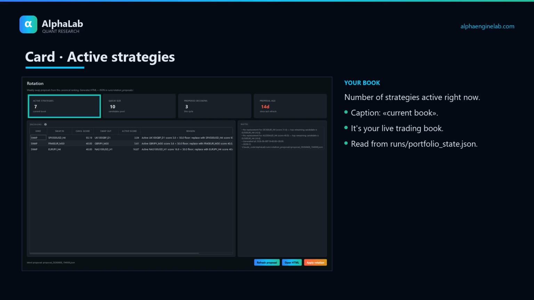The card's caption, Current Book, reminds you that this is your live portfolio, the strategies that are actually trading or generating signals. This number is read from the portfolio_state.json file, which is the single source of truth on what is active. In the on-screen example, it's 7 strategies.